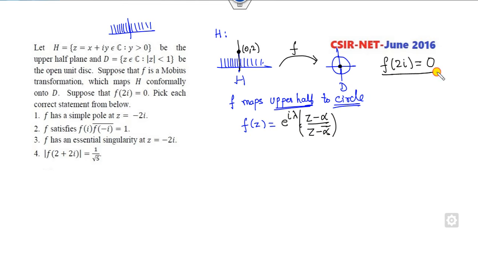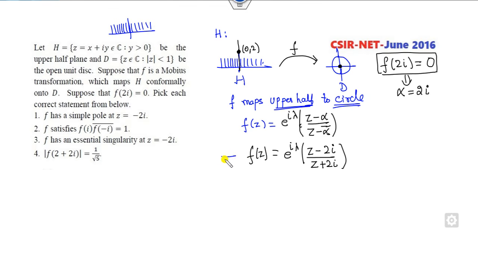So clearly, what does it mean? If I apply f of 2 iota is 0, what does that mean? Alpha must be 2 iota. So what is the meaning of that? This mapping will be 2 iota divided by here.